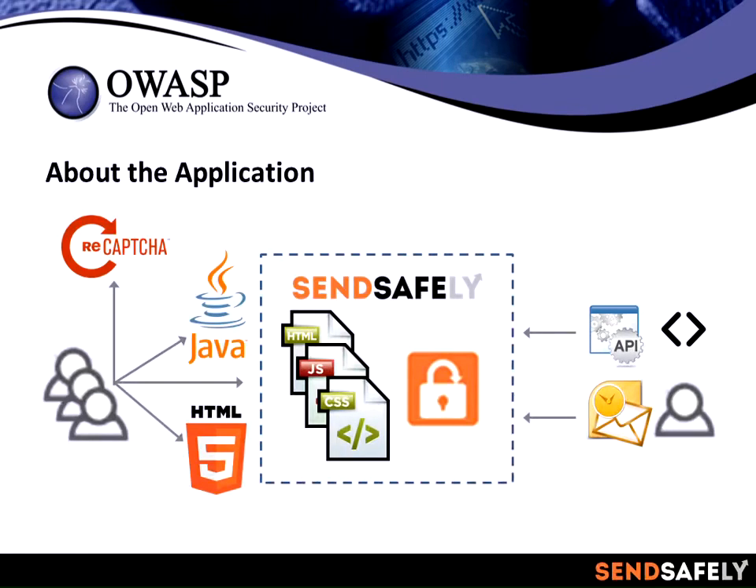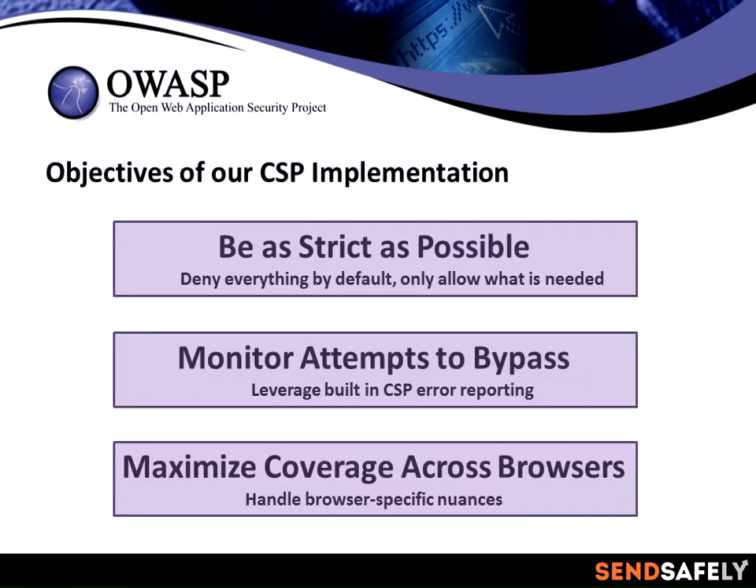So that's just a little bit of background on our website. What we're going to do now is introduce the main framework for our conversation today, which walks through our strategy for implementing CSP. We had three main objectives when we looked at why we wanted to implement CSP. The first was that we wanted to be as strict as possible. Even though XSS was one of the primary threat vectors, we wanted to address as many threat vectors as we can with our policy.